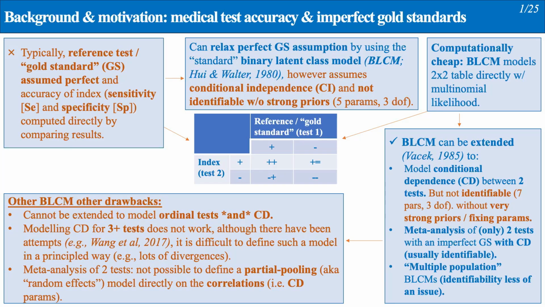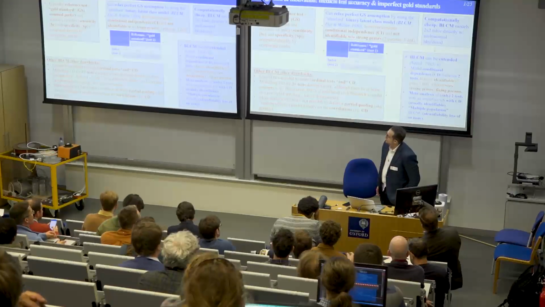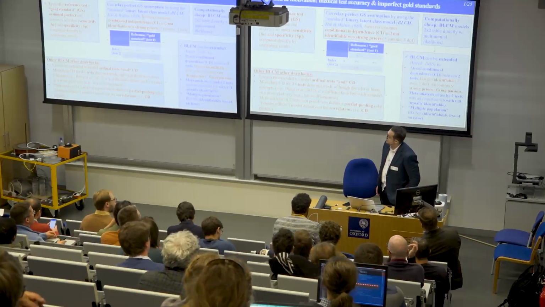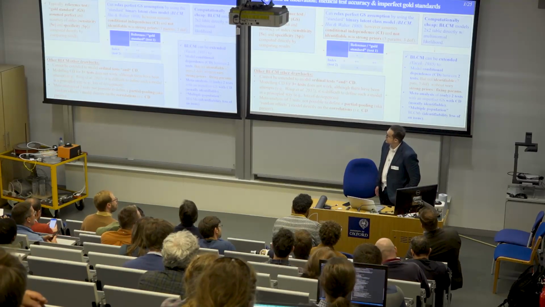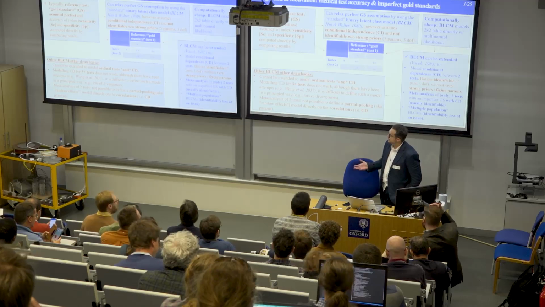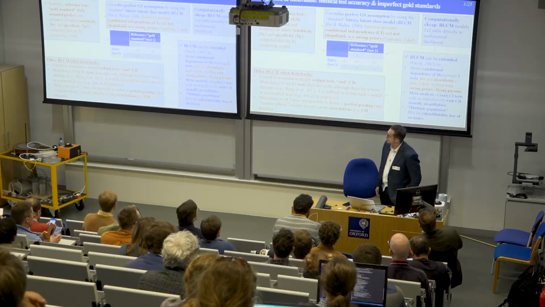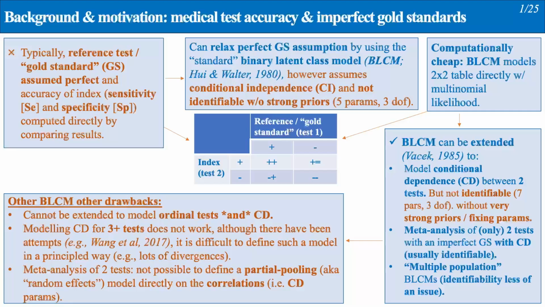And to relax this assumption, you can use latent class models, but they assume that the test results are uncorrelated, conditional on the disease status, so whether they're positive or negative. But that's not really realistic. And they are computationally very cheap, which is good. And they can be extended to model that dependence, but that makes the identifiability problem worse because you've got too many parameters to estimate, especially if you've got just two tests, without very strong priors or fixing parameters, which is often done, but probably shouldn't be done.